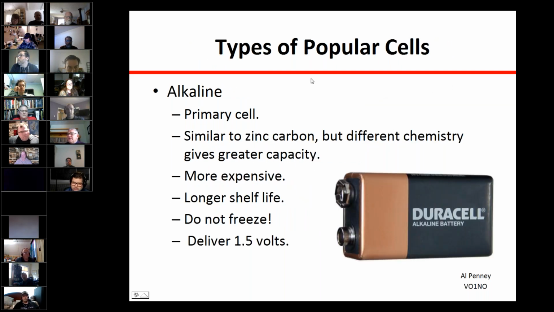Now, zinc carbons, for the most part, have been replaced by the alkaline. The alkaline is also a primary cell. You can't recharge it. It's similar to the zinc carbon, but it's got a different chemistry and it gives greater capacity. They're more expensive. They've got a longer shelf life than the zinc carbon. They generally don't tend to leak as much, but I still wouldn't leave the batteries in a flashlight over the winter unless you needed it and were using it regularly. Don't freeze them. It's not good for the chemistry. Some people say put your batteries in the freezer to extend their life. Don't do that. And they deliver 1.5 volts.